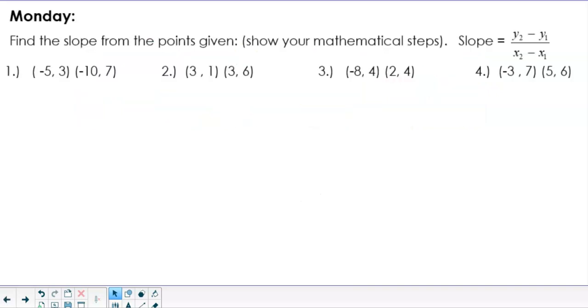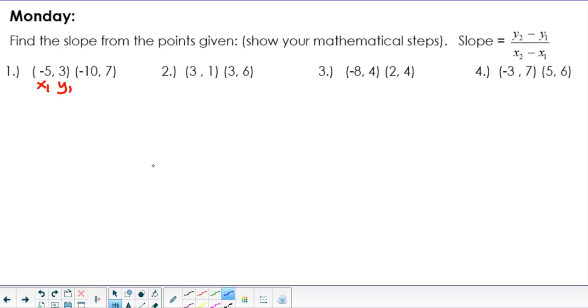Homework number 12. The first 4 questions ask you to find the slope or rate of change when given 2 points. We're going to use this slope formula right up here on the left-hand side. So the easiest thing for most students to do is to label their points first. Each point is a pair of x and y values. So if this is the first point, these would be x1 and y1.